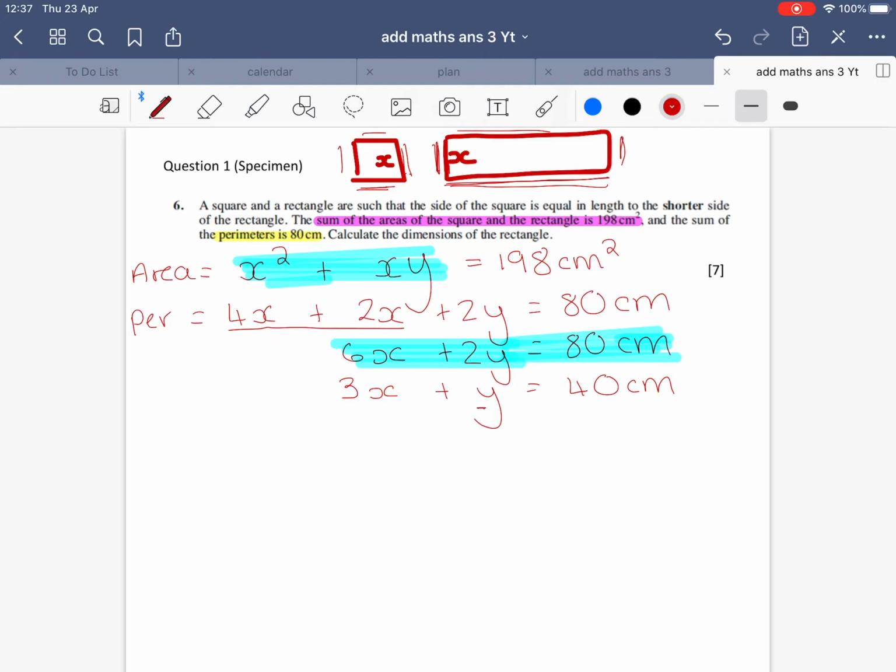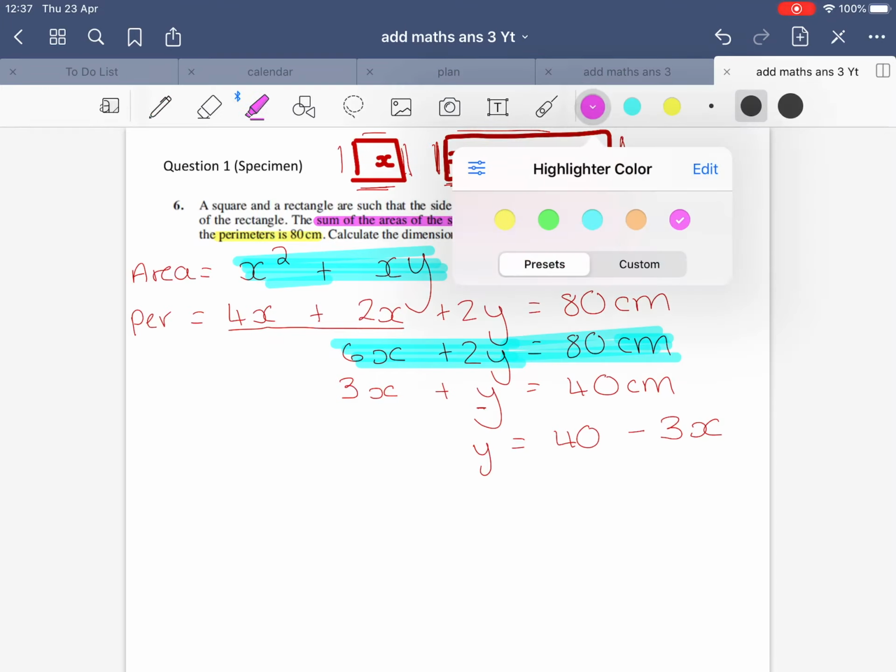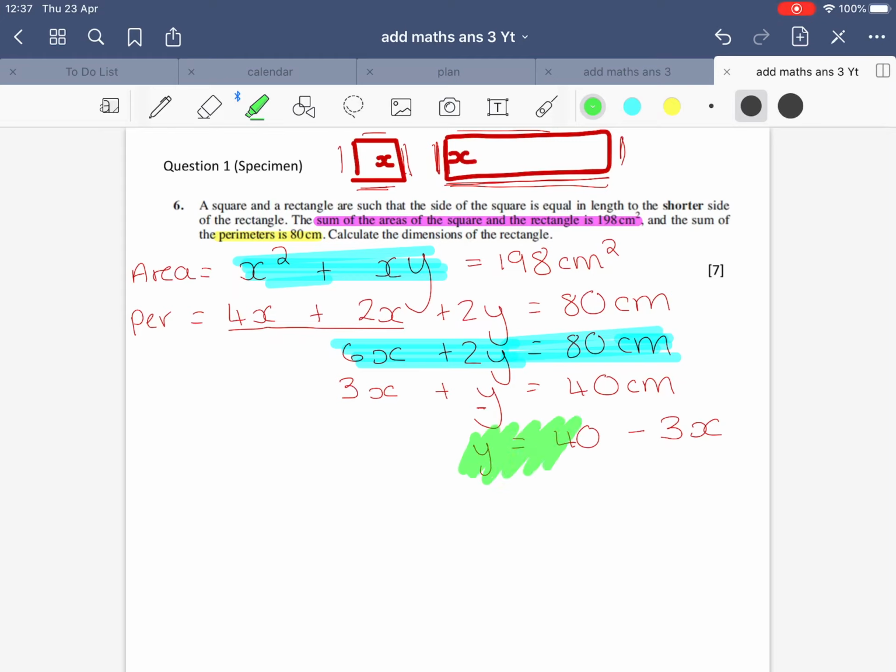And now, see, I've got 1y. If I take away 3x from both sides, I'm going to get rid of my centimetres for a minute. I'd be left with my value of y. So y equals 40, take away 3x. So if I know y equals that, I can plug it back into this top equation.